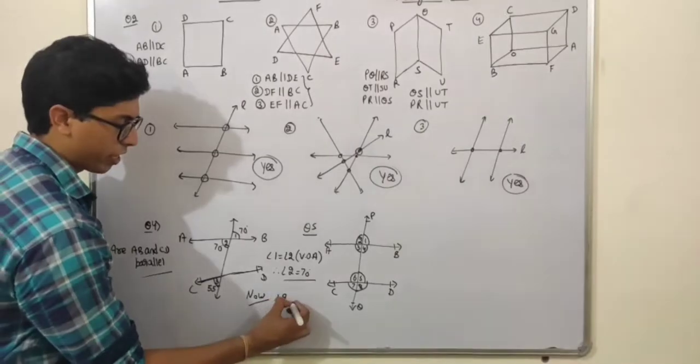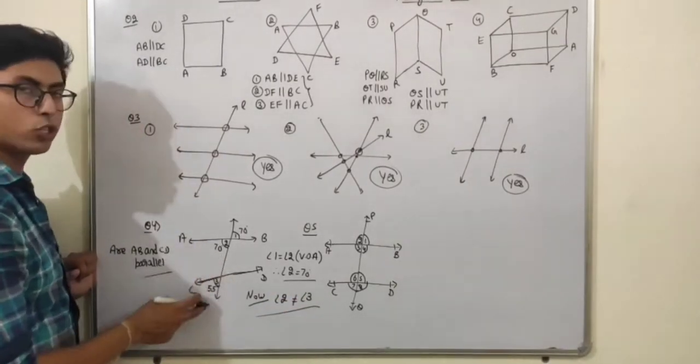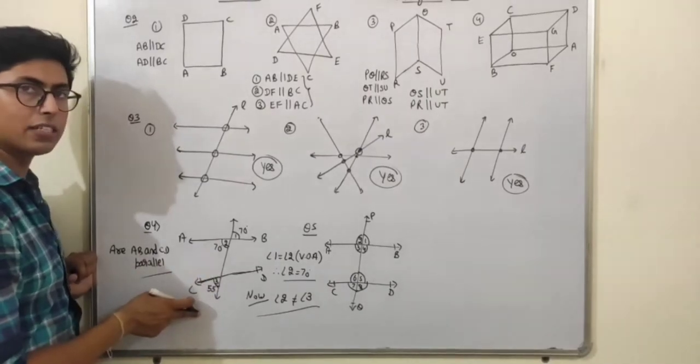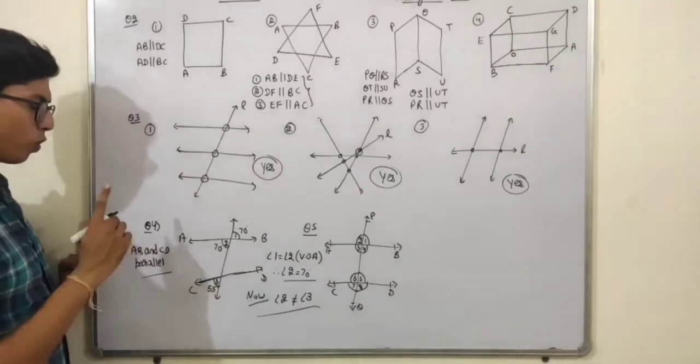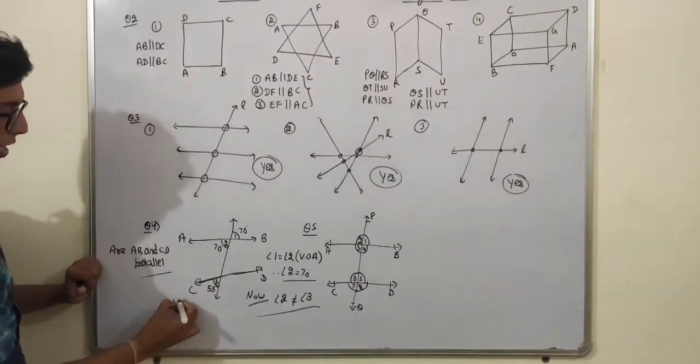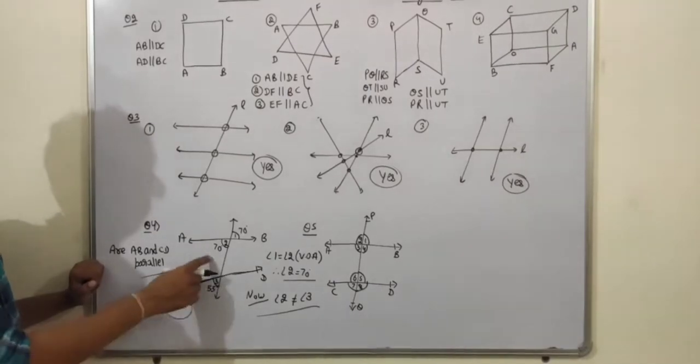Angle 2 is not equal to angle 3. Angle 2 is not equal to angle 3 because they are totally different angles. So I can't say that AB is parallel to CD. So no is our answer. No, AB is not parallel to CD because these two angles are not equal.